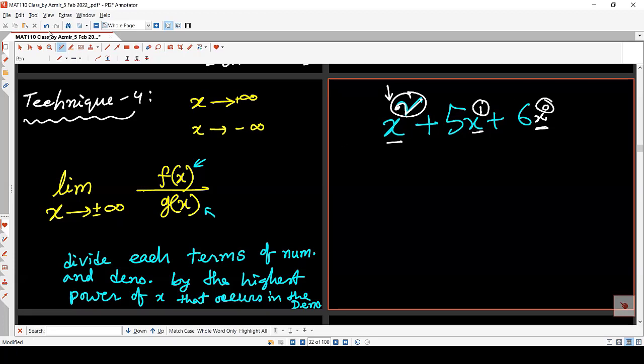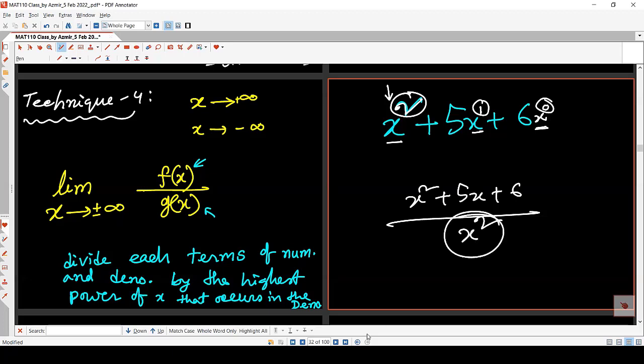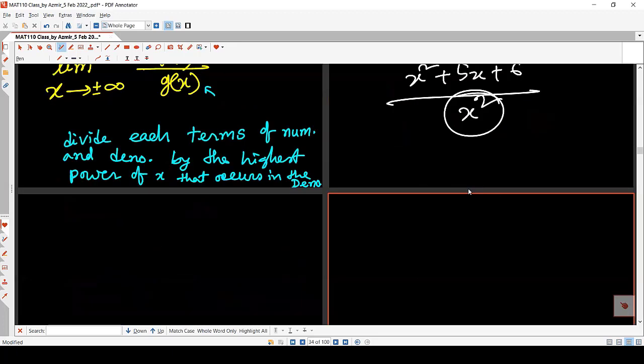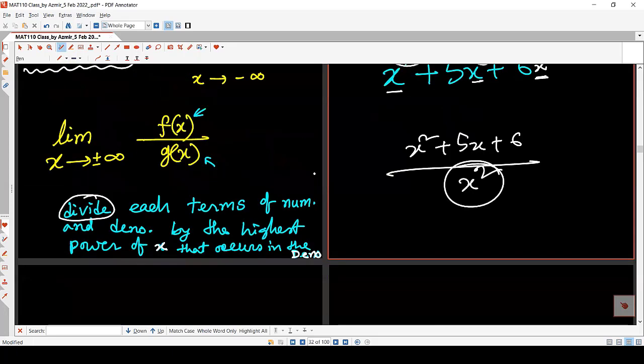That means what we have to do? We have to divide all this quantity with this highest power of x. So at first, have a look at the keywords. That is, we have to divide each term of numerator and denominator by the highest power of x that occurs in the denominator. Always focus on the denominator, not on the numerator.